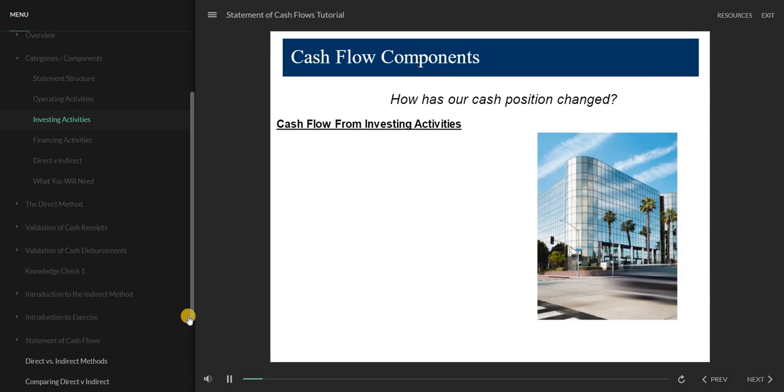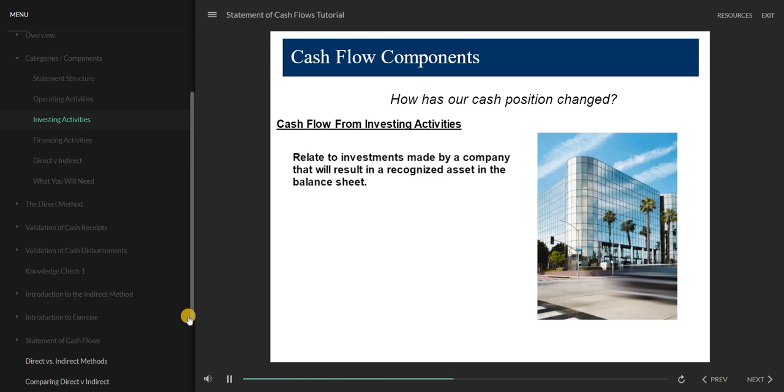Cash flow from investing activities include those activities that are related to the investments made by a company that will result in a recognized asset in the balance sheet. Types of investing activities can include either an investment in or disposal of long-term assets such as buildings, equipment, land, or even investments in stocks of other companies not held for trading nor available for sale.